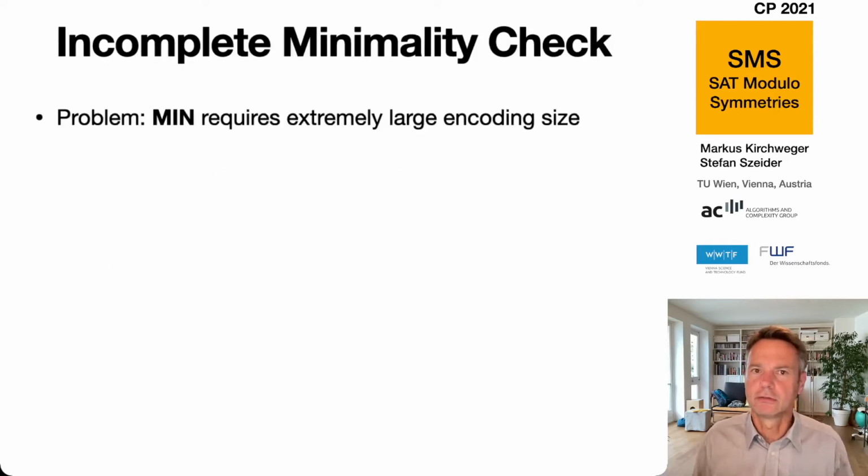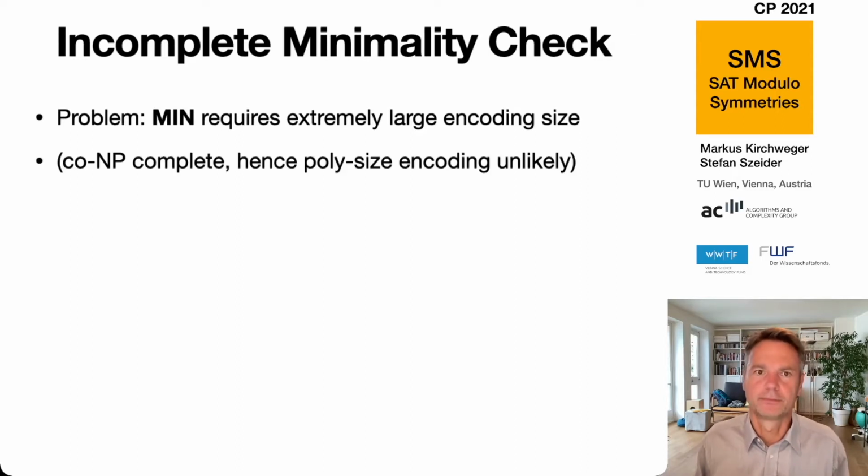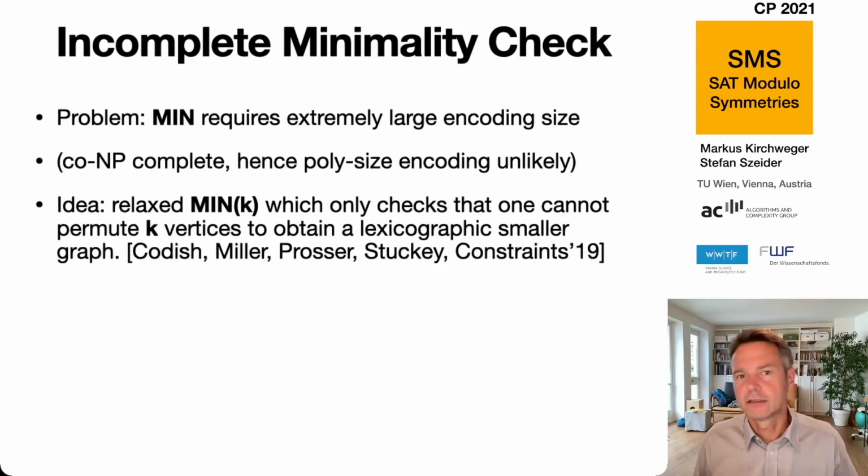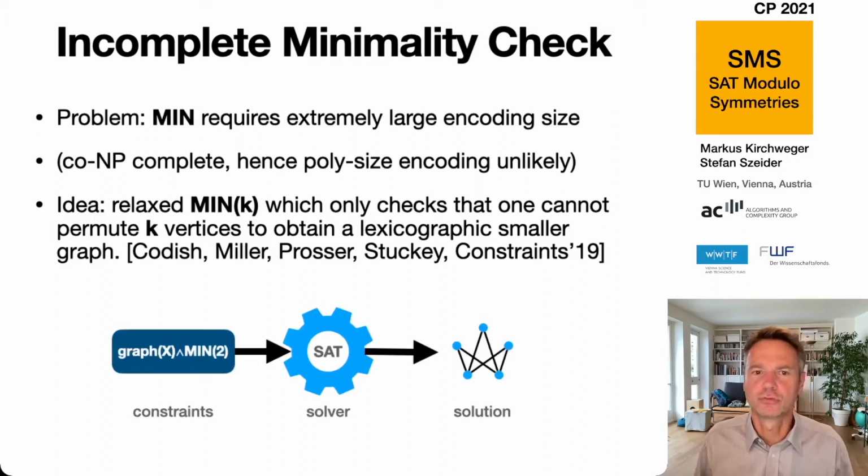To encode this lexicographic minimality check as a complete check requires an encoding of exponential size. Hence, the idea is to relax this minimality check and only check that we can't permute k vertices to obtain a lexicographically smaller graph, where k is usually taken to be a small constant, for instance 2. This works, but the filtering, so to speak, is not very good. We still generate a lot of isomorphic copies of the same graph.